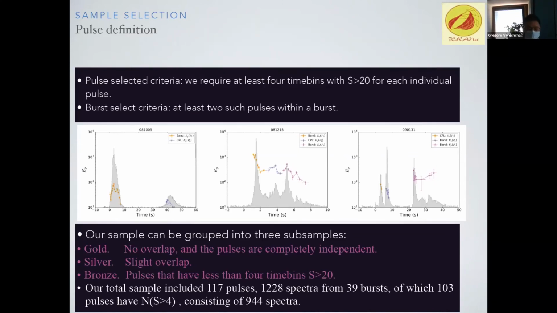So therefore, the total sample includes 170 pulses and more than 1,000 spectra from 39 bursts, of which we still include 103 pulses that have significance greater than 20, and the number of time spectra with significance greater than 4, consisting of 944 spectra.